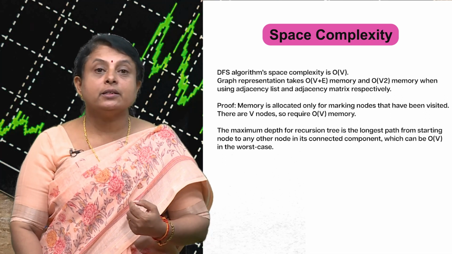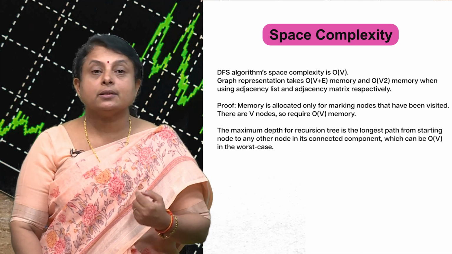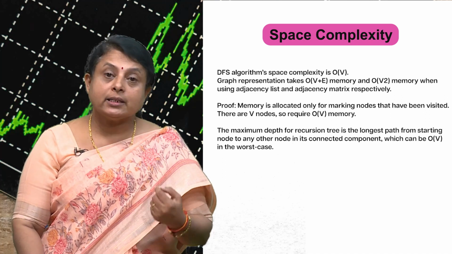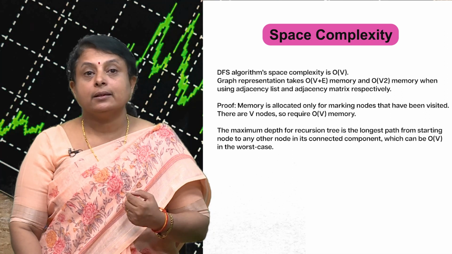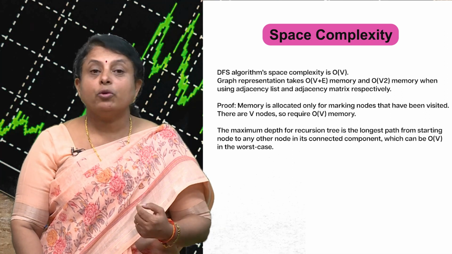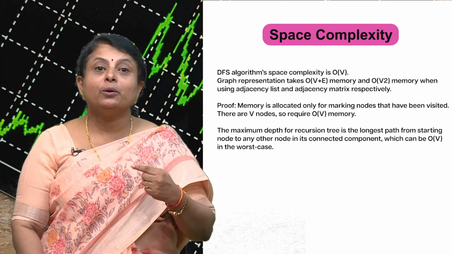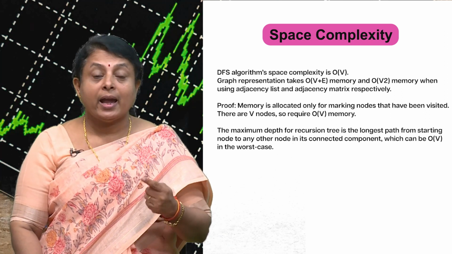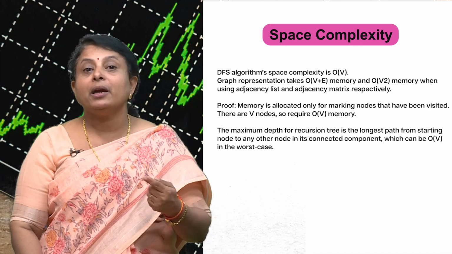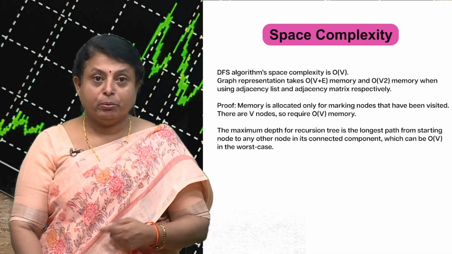If adjacency list is used, O(V+E) is the space complexity. If adjacency matrix is used, O(V^2) is the complexity. Proof is that memory is allocated only for marking the nodes that have been visited. As there are V nodes, we may require O(V) memory.